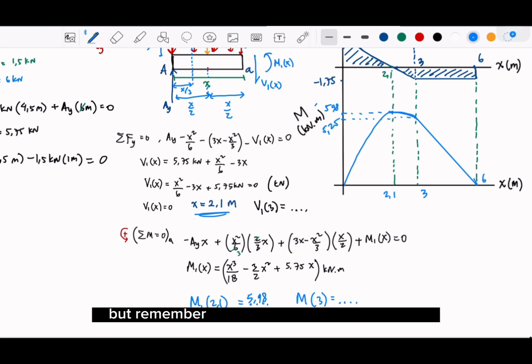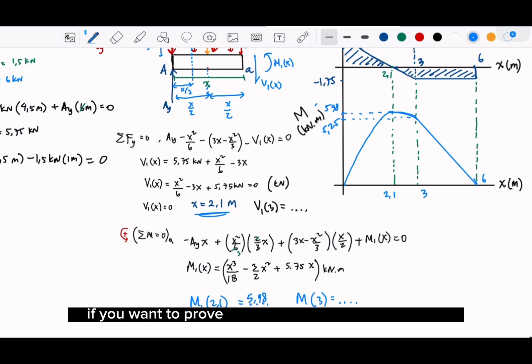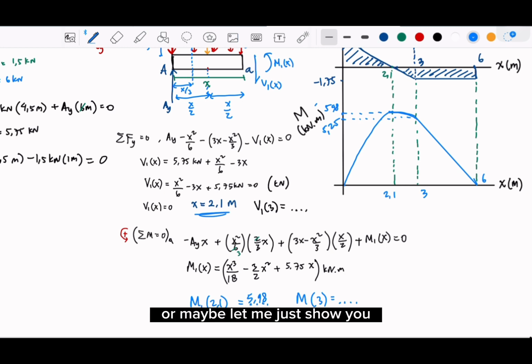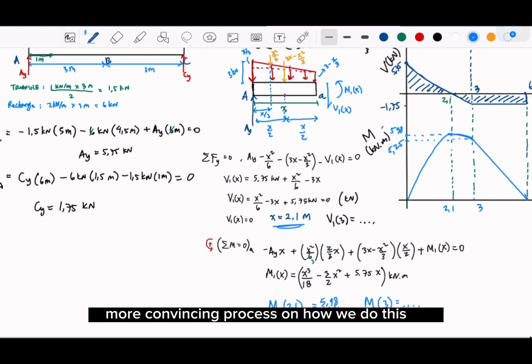But remember, these equations only hold for 0 to 3. From 3 to 6, it's a different equation, because we are going to see from this constant. Because we find through here, it's only the segments. If you want to prove what happens on the right side, then you can do it, or let me just show you, so you will have a more convincing process on how we do this.